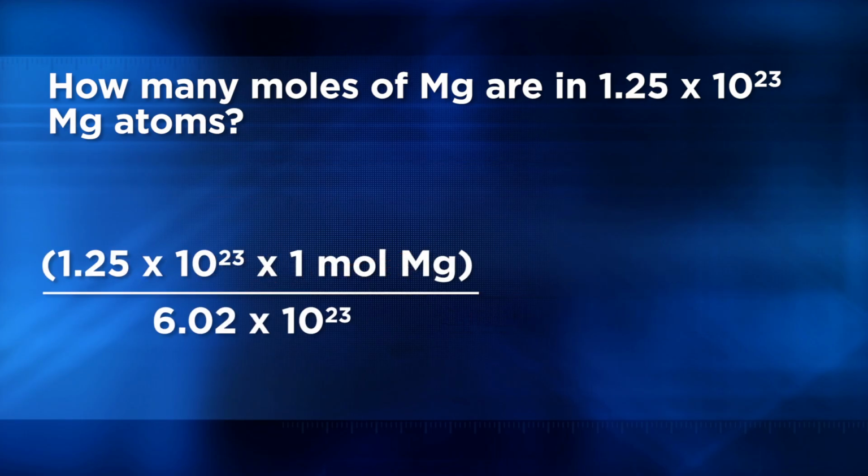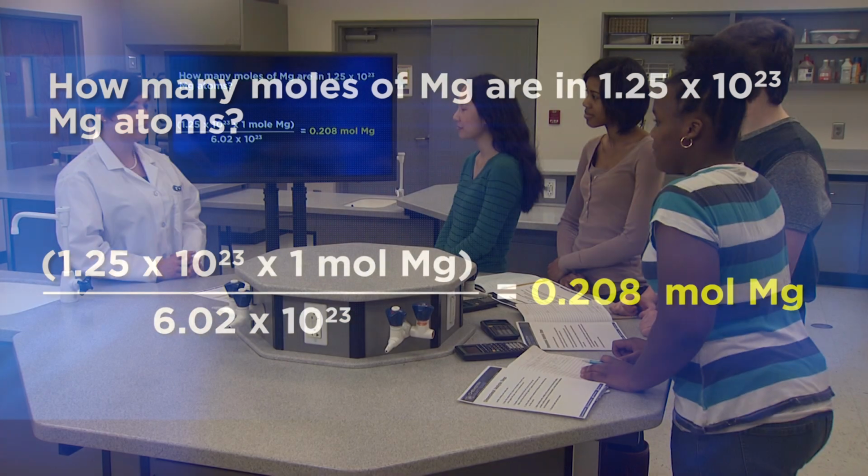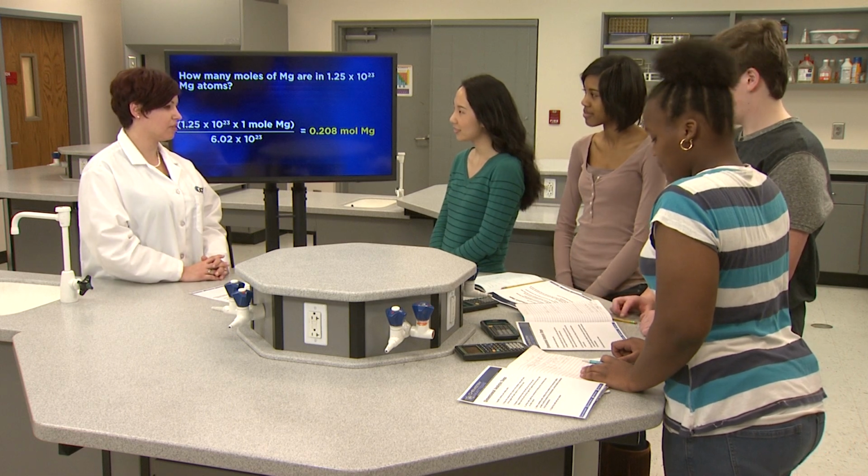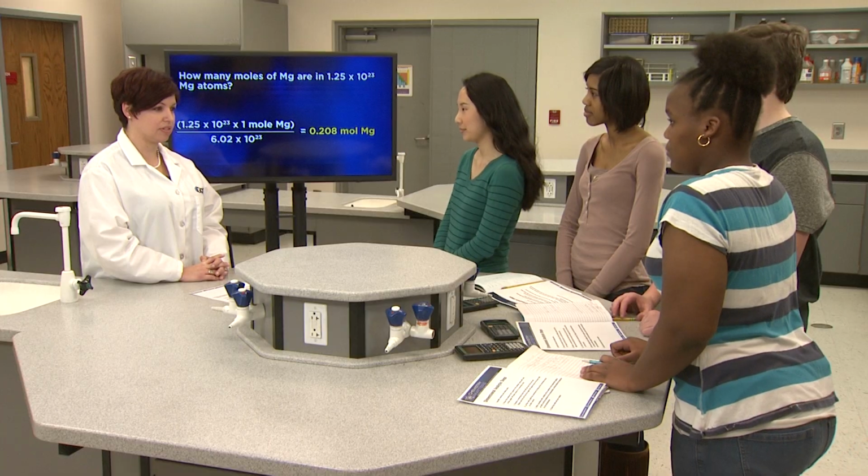which in this problem is going to be 1.25 times 10 to the 23rd times 1 mole of magnesium. Then divide that by 6.02 times 10 to the 23rd. We then divide the numerator by the denominator. And we get 0.208 moles of magnesium. Great job, everyone. It seems like you have a good grasp on converting from moles to representative particles and vice versa.